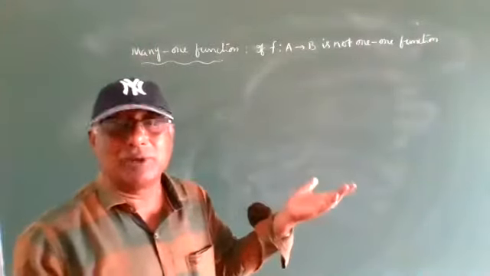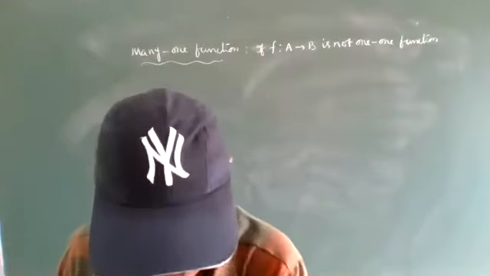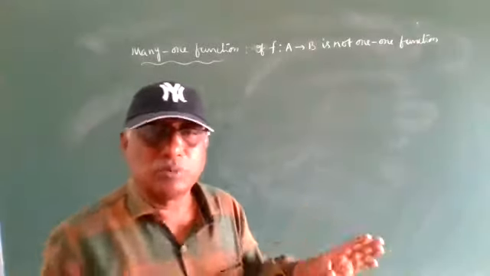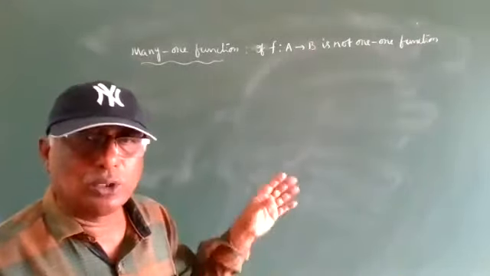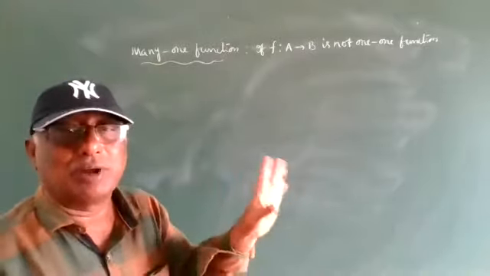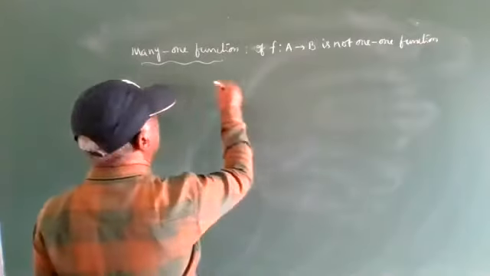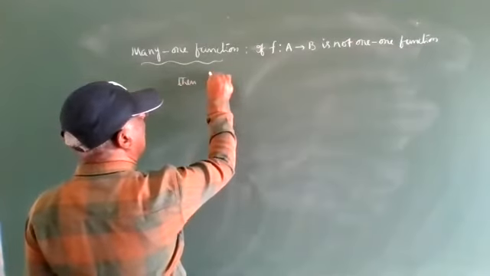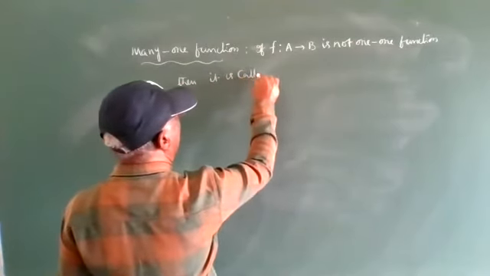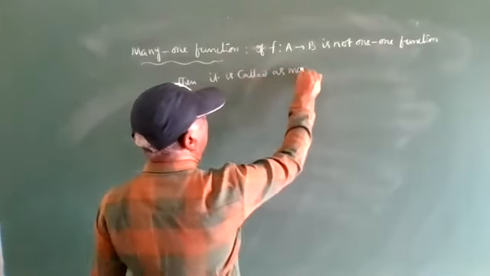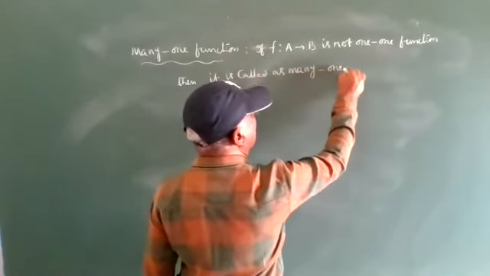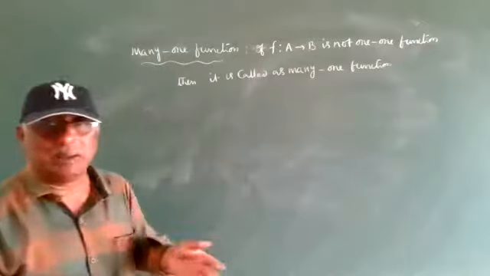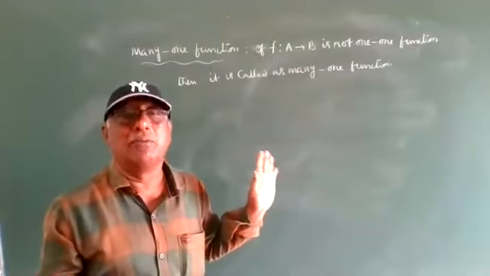It should be any one, either onto or into, whatever it may be, but it is not one one. So it is not a one one function, then it is called a many one function. Many one function is not a special type of function; it is just a name only. Not one one means we say that it is a many one function.